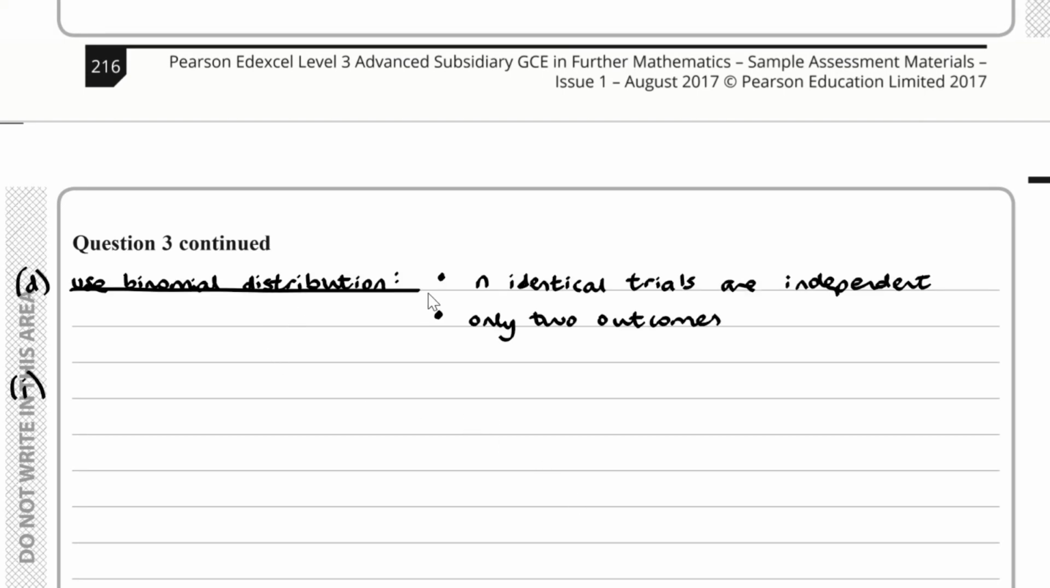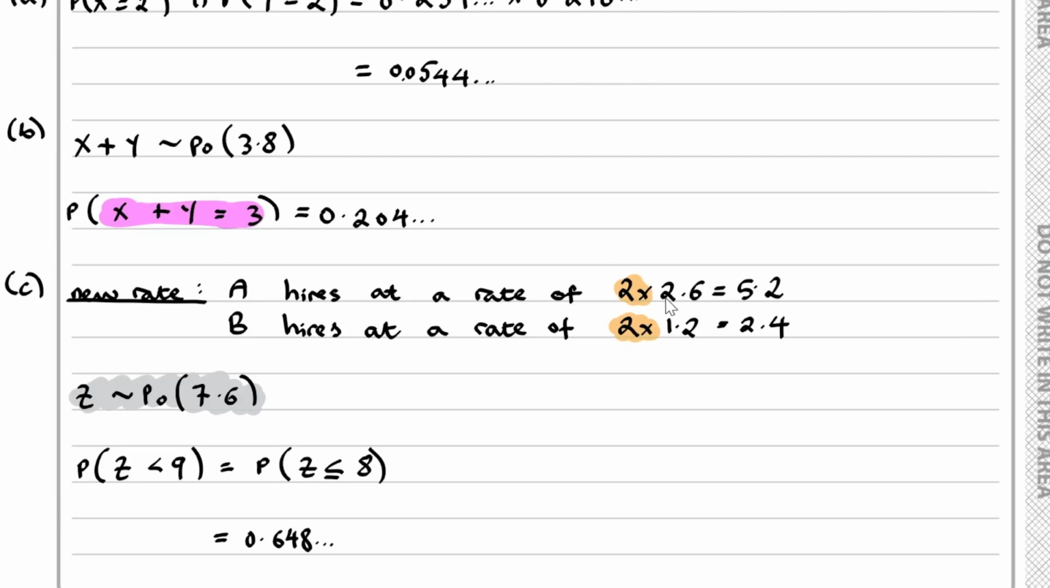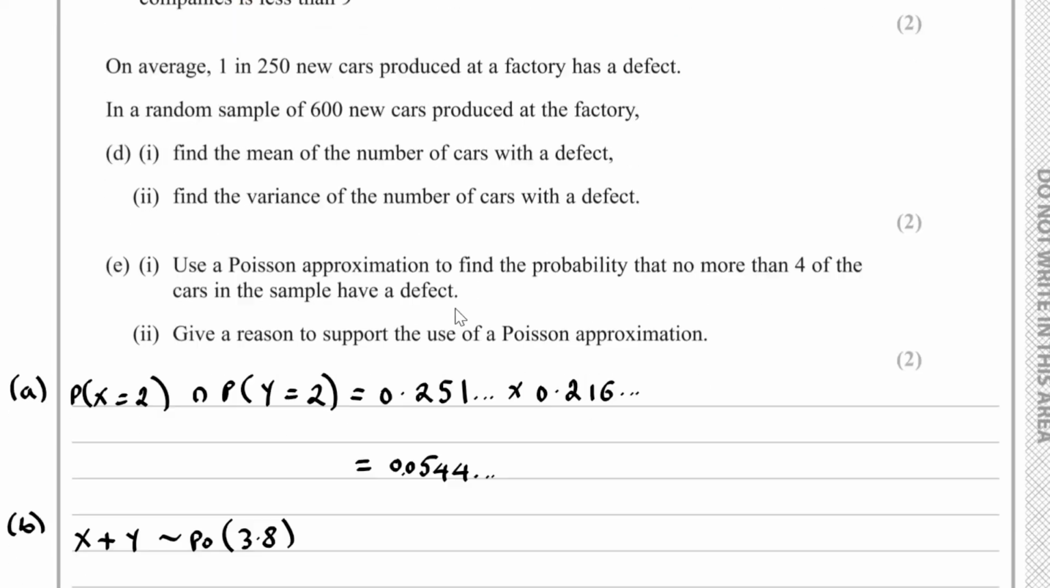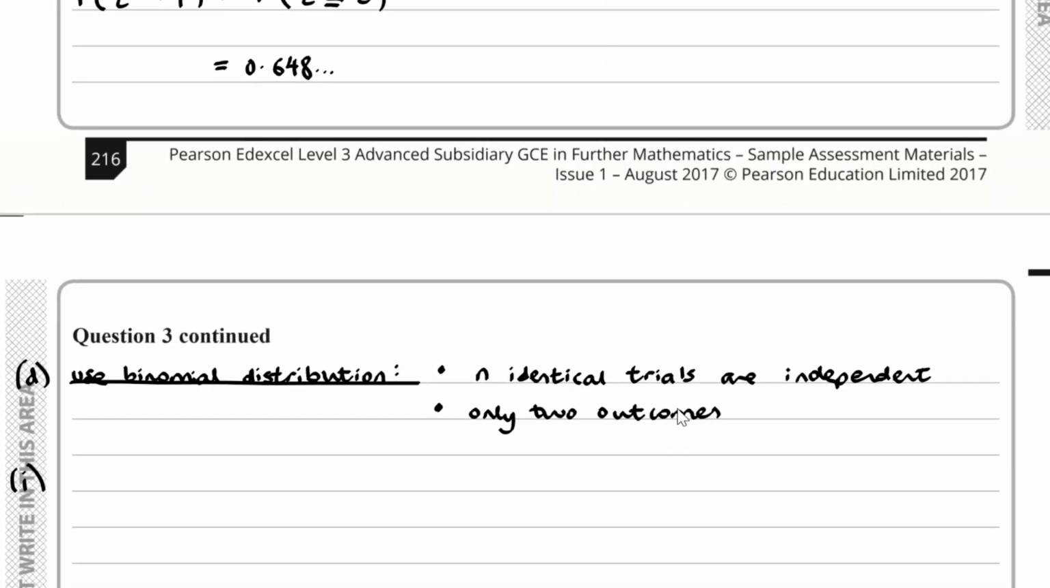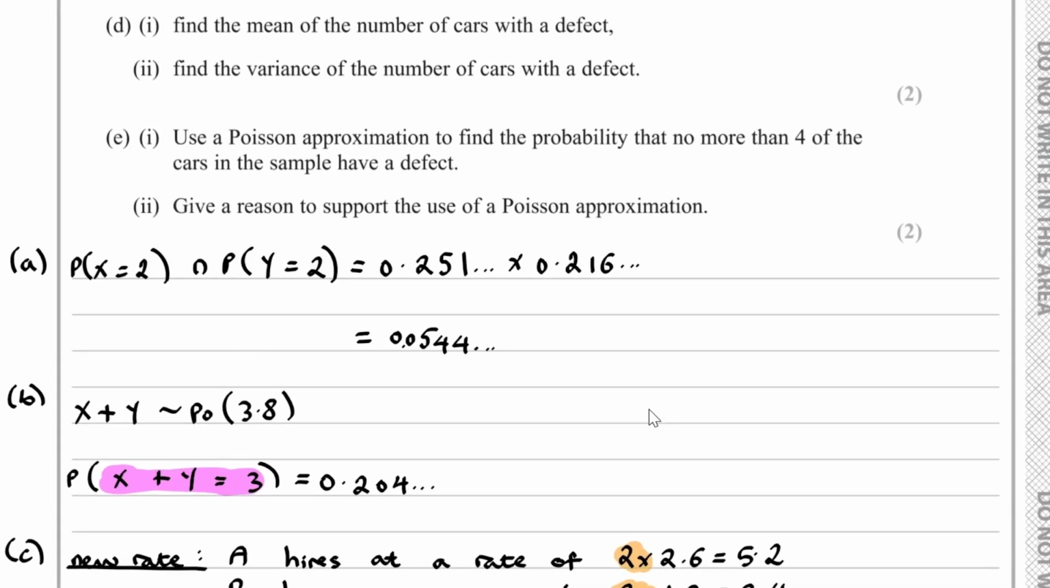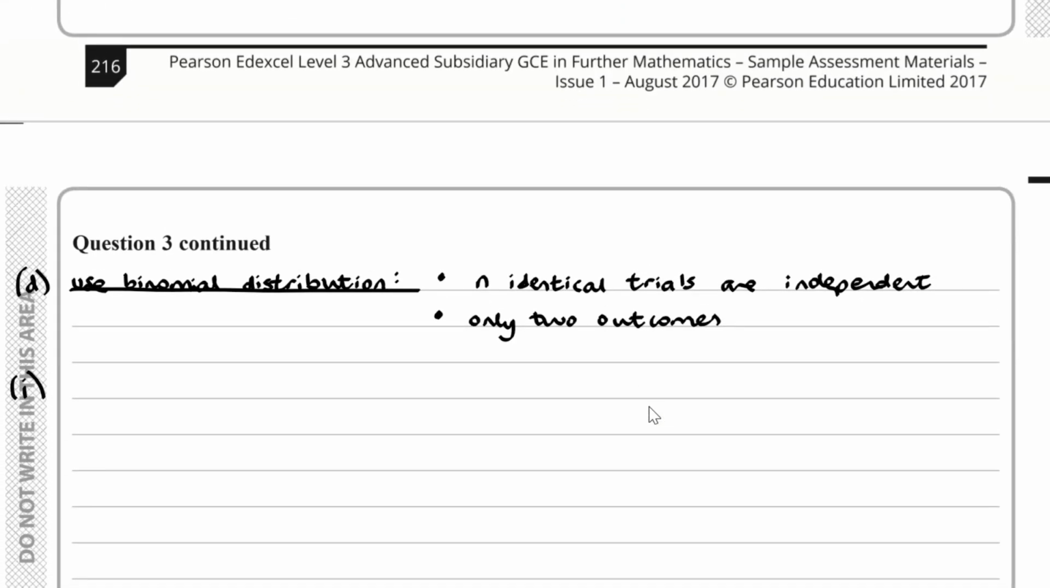We'd have to use a binomial distribution because we have n identical trials which are independent. We've got n equaling 600 obviously, because we're taking that much of a sample, and we've only got 2 outcomes, defect or no defect. So the first thing we can say from here is we've got C, which is binomially distributed with parameter 600, and the probability that we've got a defect, that's 1 in 250.